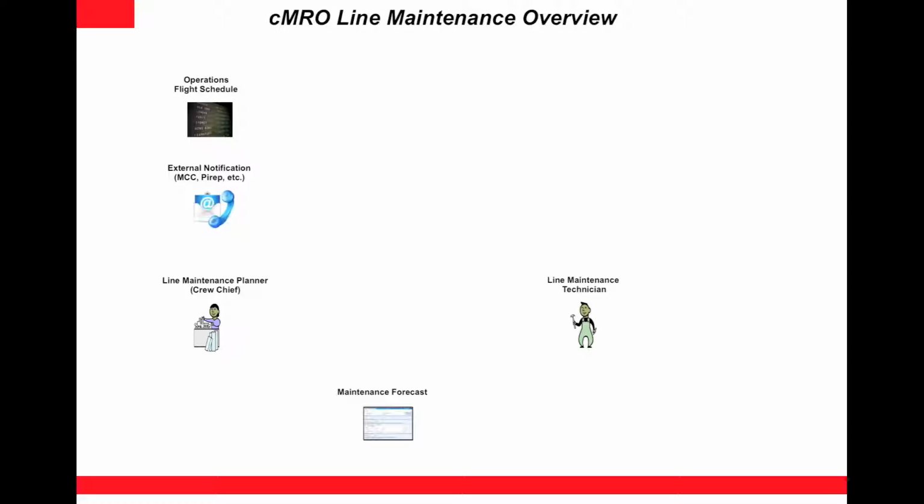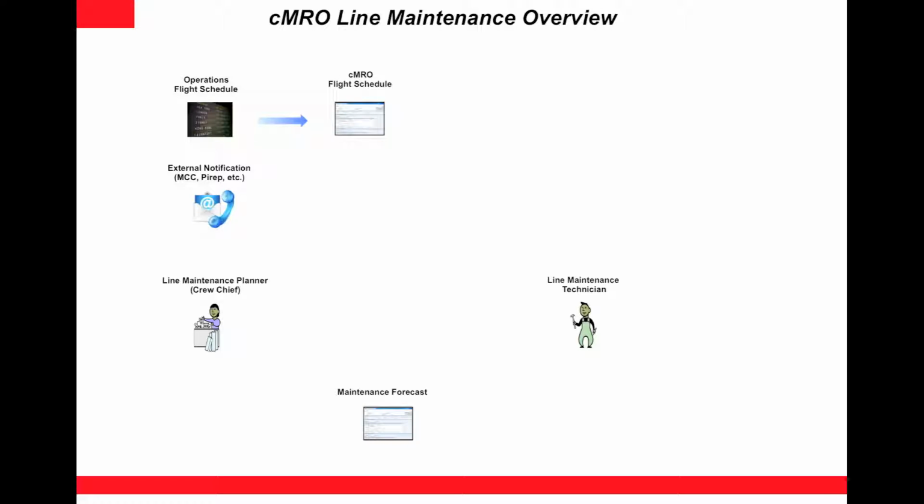There are essentially three sources from where line maintenance events, or as we also call them, line maintenance visits, are being initiated. The flight schedule from operations, notifications from the maintenance control center or any other party or system that is enabled to request maintenance, the aircraft maintenance forecast, or a combination of all three of them.